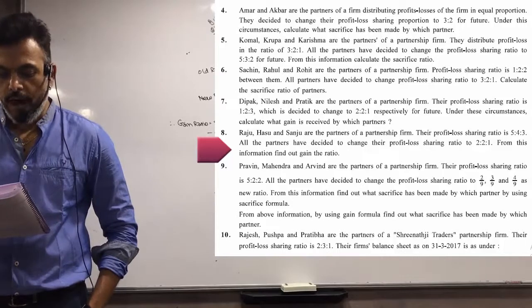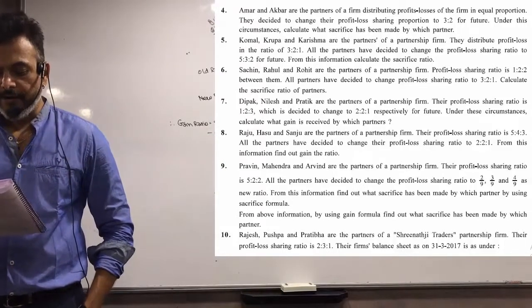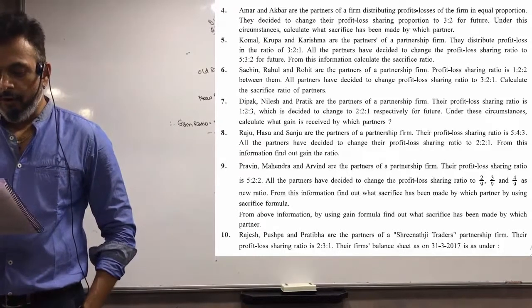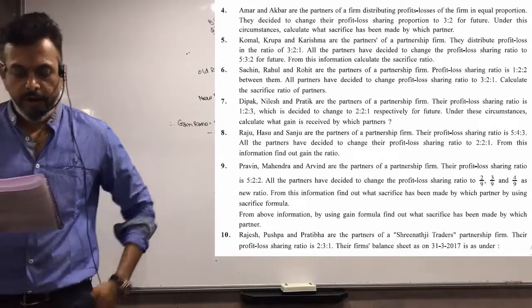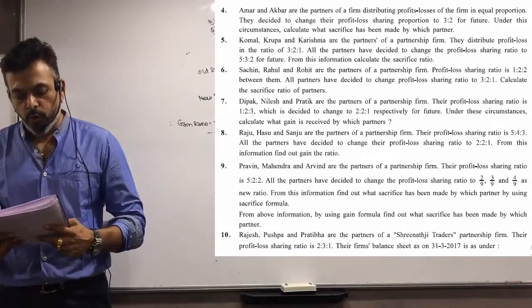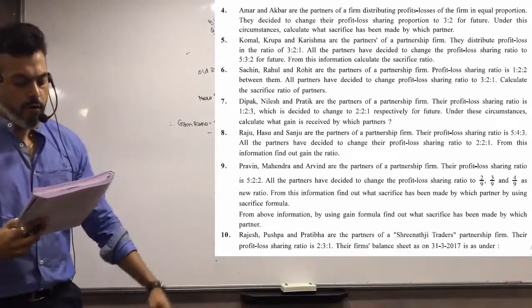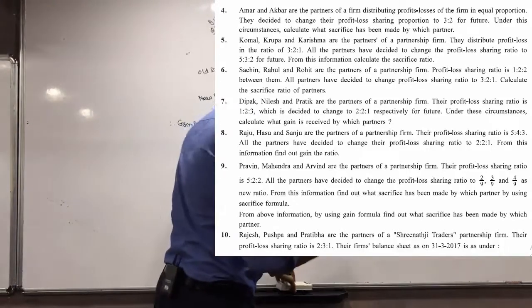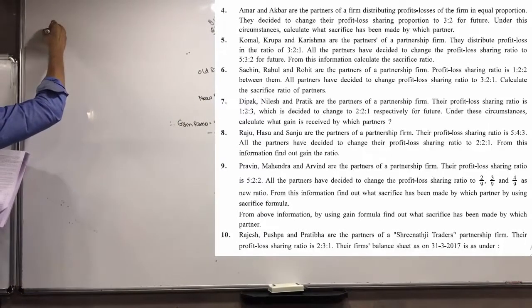Raju, Hasu and Sanju are partners of a partnership firm. Their profit loss sharing ratio is 5:4:3. All the partners have decided to change their profit loss sharing ratio to 2:2:1. From this info, find out gain ratio. So right now, question 8.